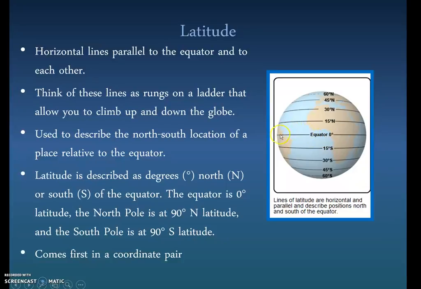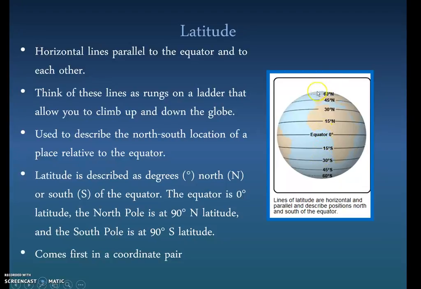So latitude lines, one way to remember it is latitude is flat. Latitude, flatitude. These are rungs on a ladder that allow you to climb up and down the globe. And these are measured north and south, degrees north and south of the equator. As you can see, the equator right here, and anything above it is degrees north of the equator, anything below it is degrees south of the equator.